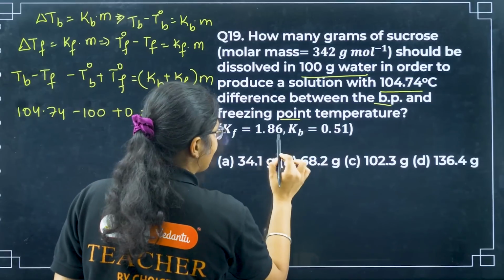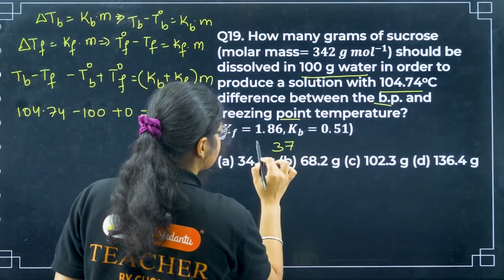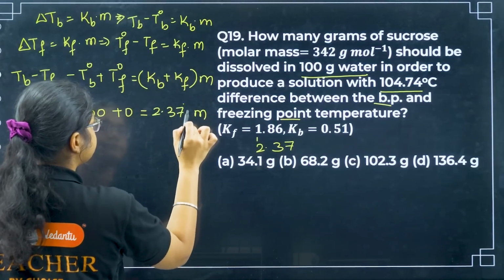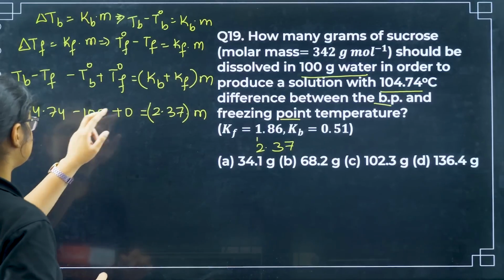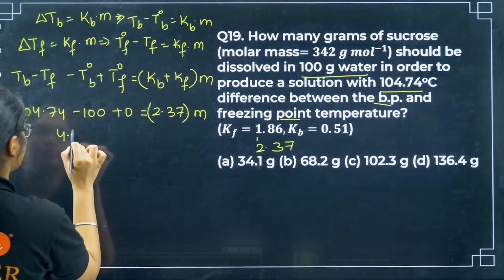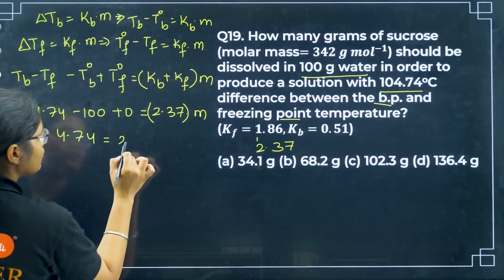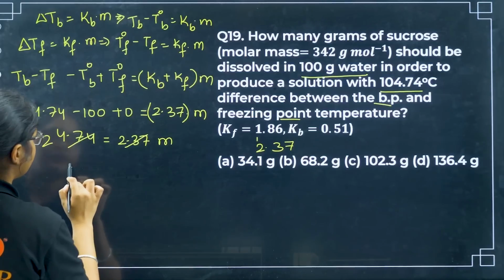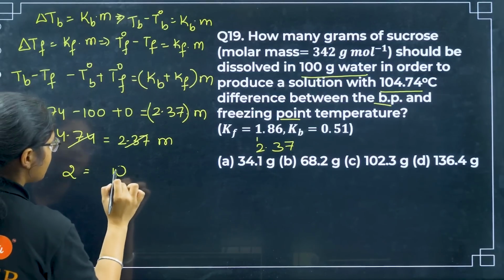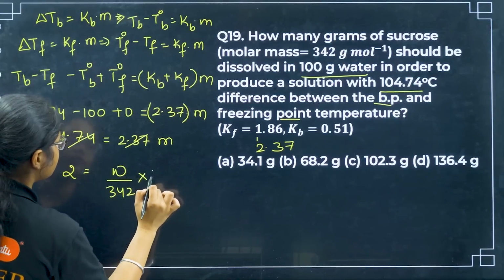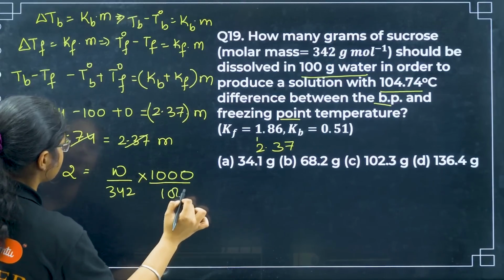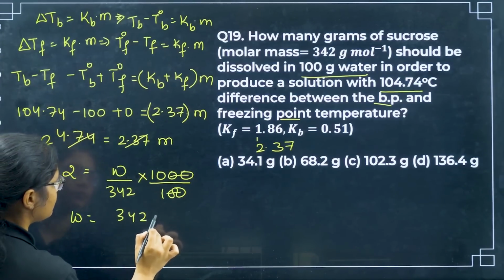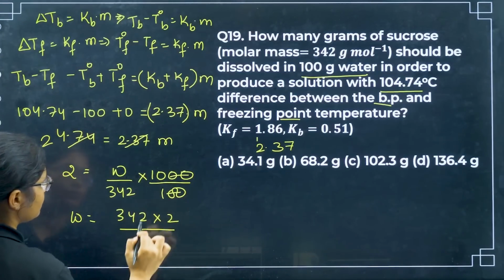How much will I get? I'll just add this one, 6 plus 1 is 7, 8 plus 5 is 13, so 2.37. So 2.37 into M. Now if you see this is 0, so I'm just left with 4.74 here, equal to 2.37 into M. So if you see this is just 2 times, right? 2 is equal to given mass by molar mass into 1000 by 100. So how can I solve this? W will be equal to 342 into 2, 342 into 2 by 10.